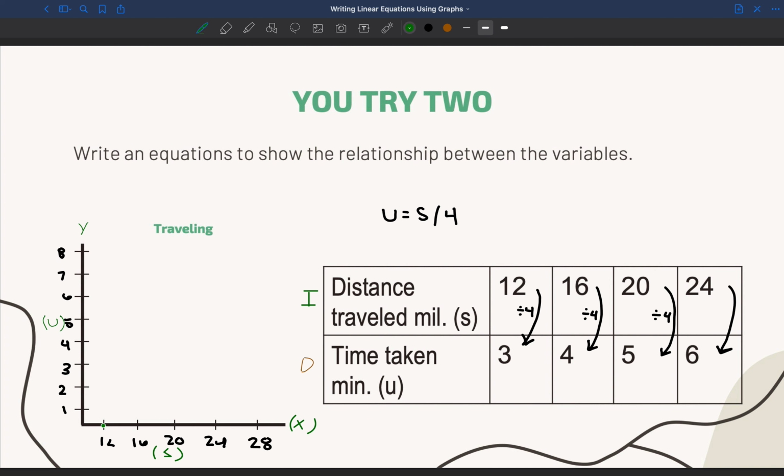Whenever the distance was 12, the time taken was 3 minutes. Whenever the distance was 16, the time taken was 4. Whenever the distance was 20, the time taken was 5. Whenever the distance was 24, the time taken was 6. And now all we're going to do is create a straight line on our graph. And there we go.